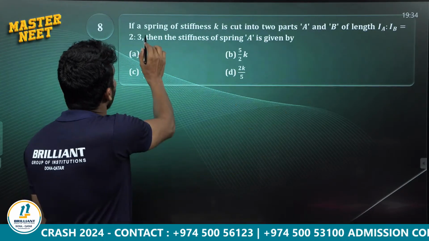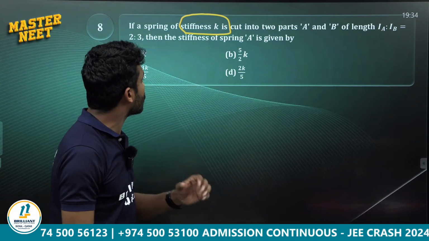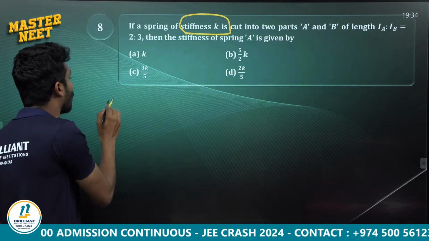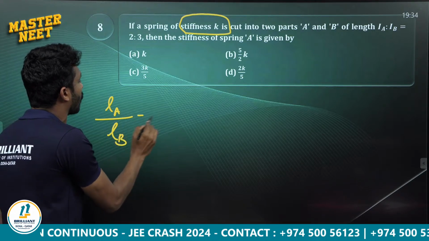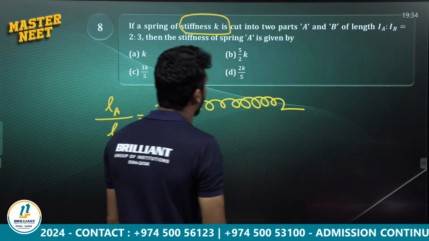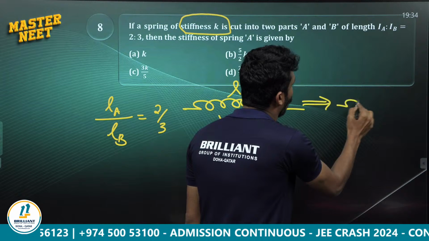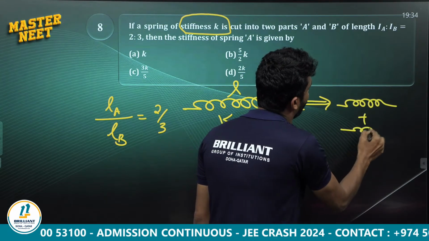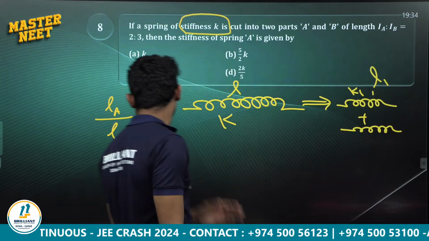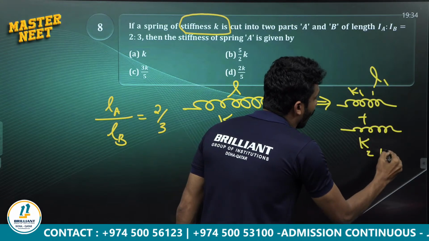Then the 8th. If a spring of stiffness K, meaning spring constant, is cut into 2 parts A and B of lengths L_A : L_B = 2 : 3, that is, L_A divided by L_B is equal to 2 by 3. Okay, cutting of a spring. A parent spring whose spring constant is K and length is L is cut into 2 springs, A and B. This one has spring constant K1 and length L1, otherwise L_A, and this one has spring constant K2 and length L2.